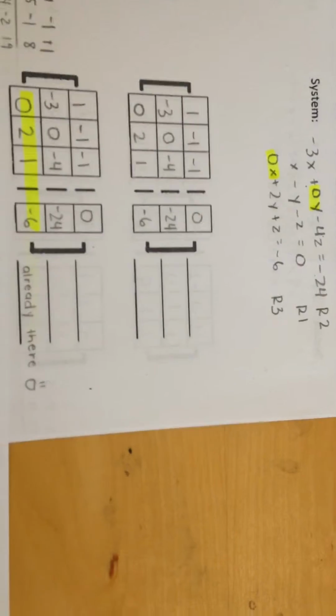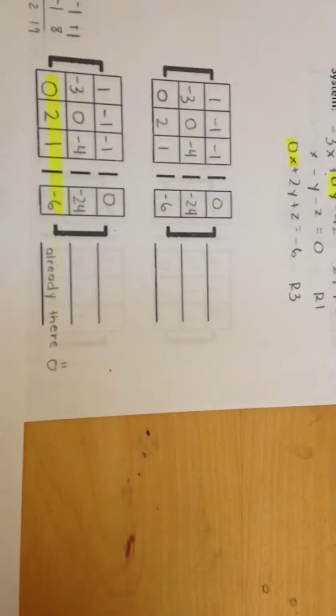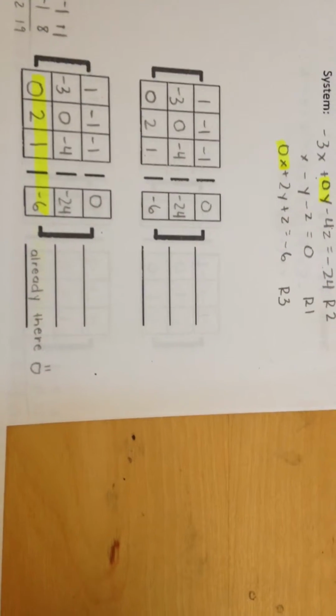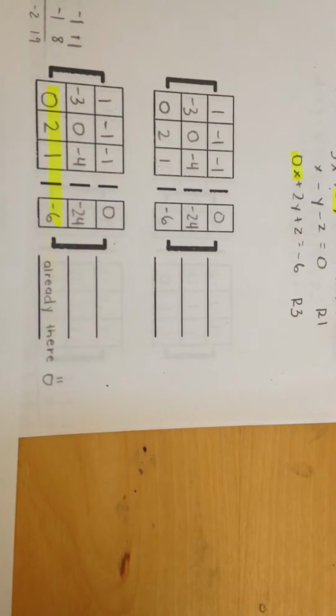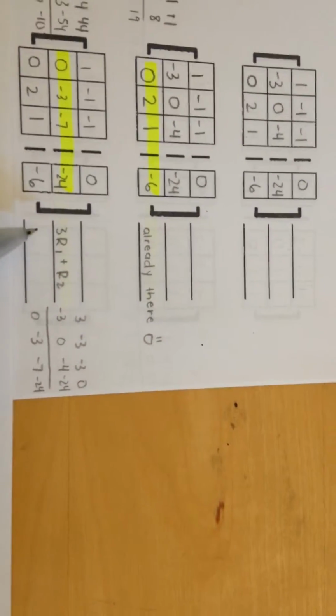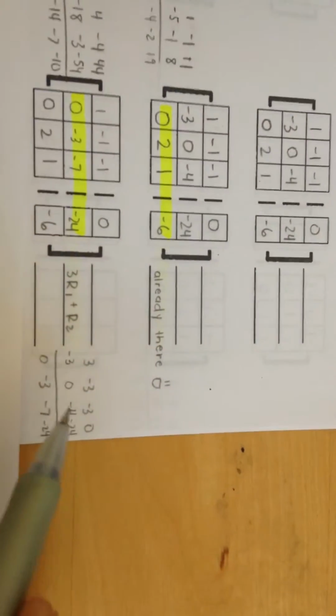Okay, our next step is to solve for a 0 in this place. To do this, we have to use row 1, because if we use row 3, then that will cancel out the 0 that we already have there. So we use the equation 3r1 plus r2. And as you can see here, I've already done the work on this side.